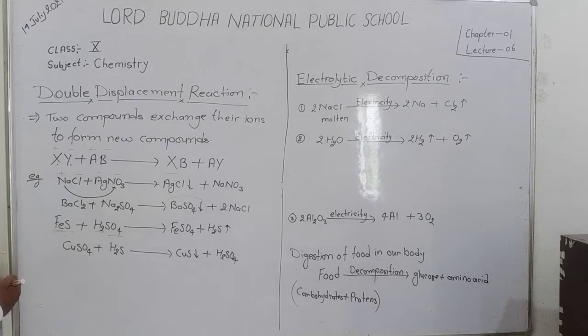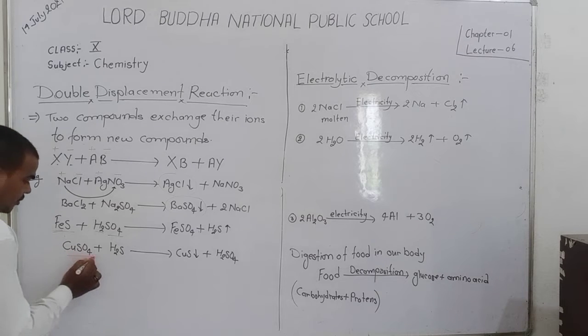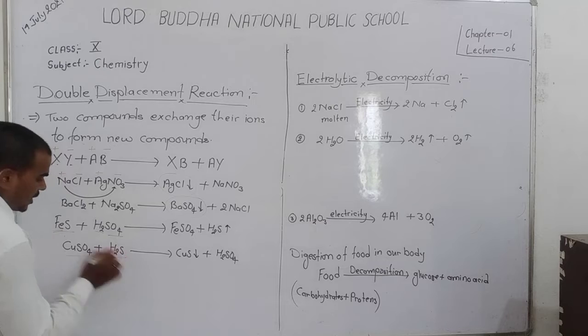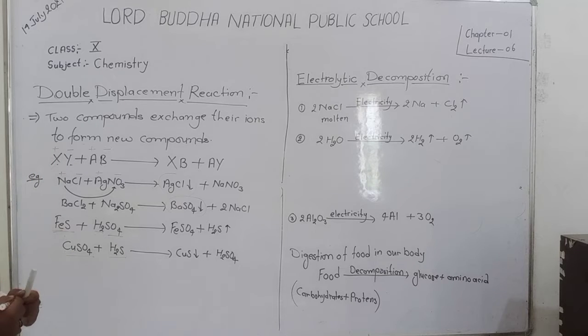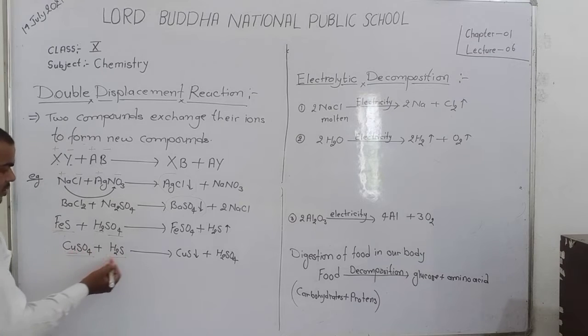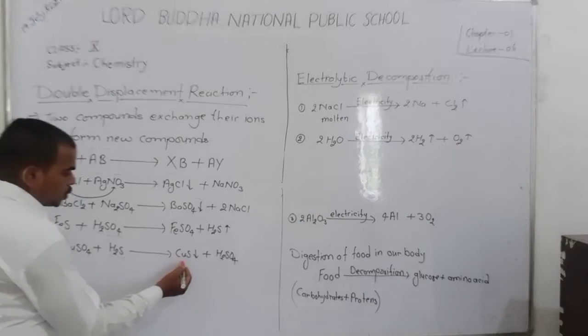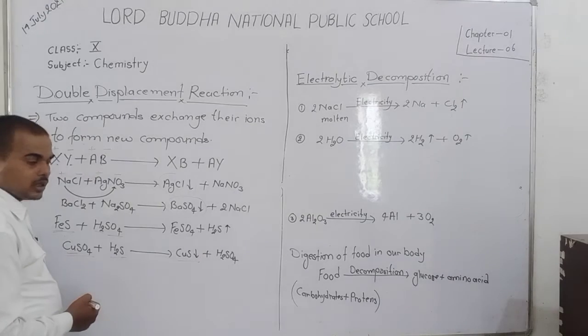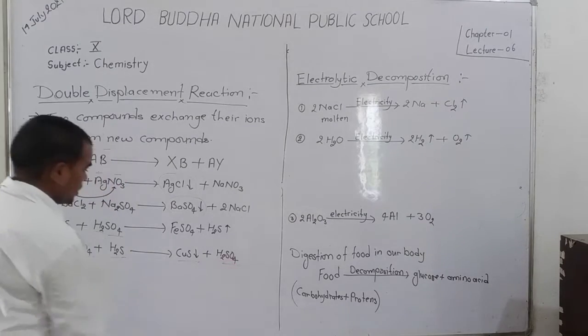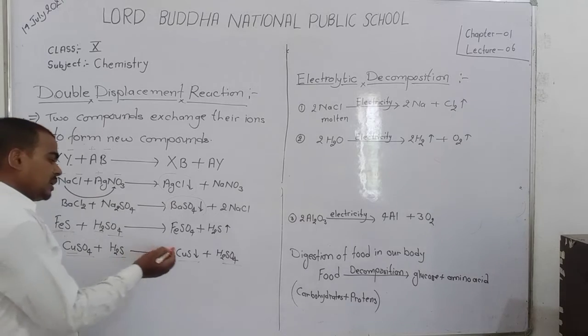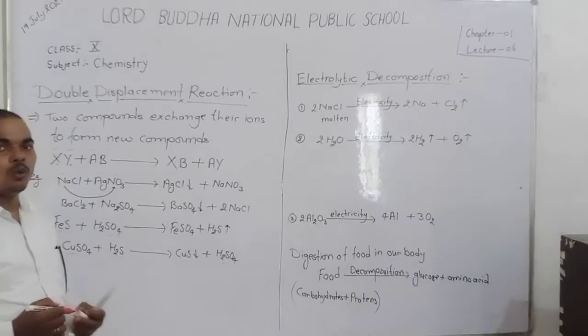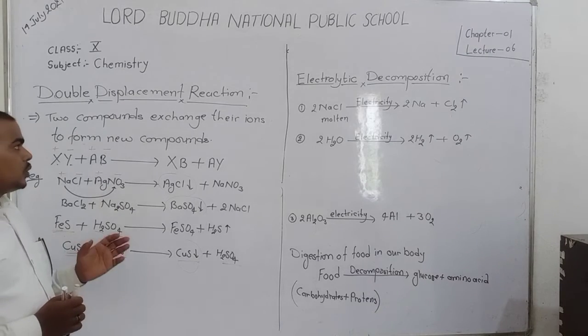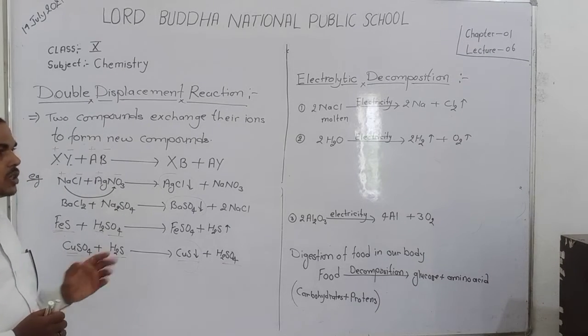Okay. Dear student, now let us discuss copper sulfate reacting with hydrogen sulfide. When copper sulfate reacts with hydrogen sulfide, the copper ion exchanges with sulfur and the sulfate ion exchanges with hydrogen, and they form CuS, cupric sulfide, and sulfuric acid. Here cupric sulfide is obtained as a precipitate. So this reaction is known as a double displacement as well as a precipitation reaction.